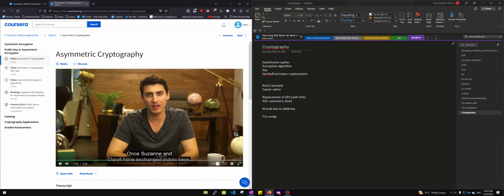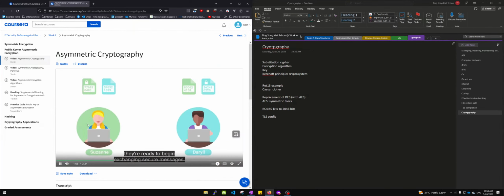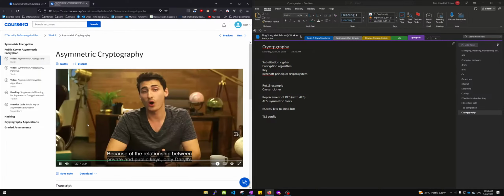Once Suzanne and Daryl have exchanged public keys, they're ready to begin exchanging secure messages. When Suzanne wants to send Daryl an encrypted message, she uses Daryl's public key to encrypt the message and then send the ciphertext. Daryl can then use his private key to decrypt the message and read it. Because of the relationship between private and public keys, only Daryl's private key can decrypt messages encrypted using Daryl's public key. The same is true of Suzanne's key pairs.